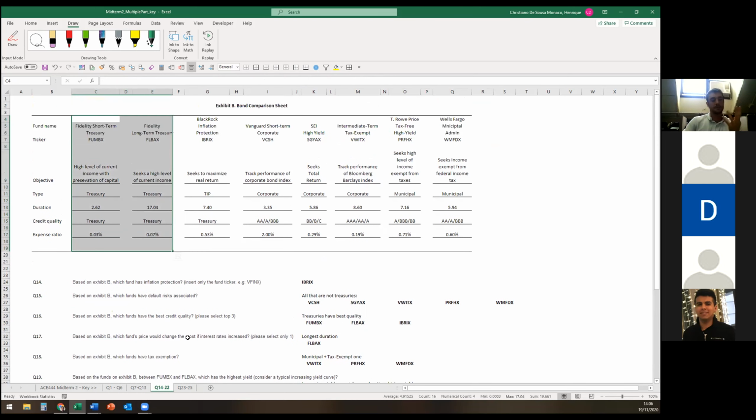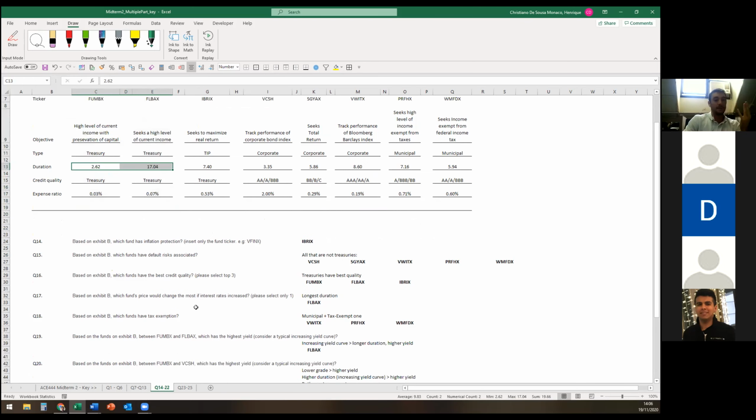You have to remember these 4 factors to determine yields when comparing across funds. You have the credit quality. In that case, both are treasury, so the same. We have tax exempt or not, both are taxable, so the same. And we have inflation protection, both do not offer any, so the same. The only criterion that would define it would then be the duration, right?